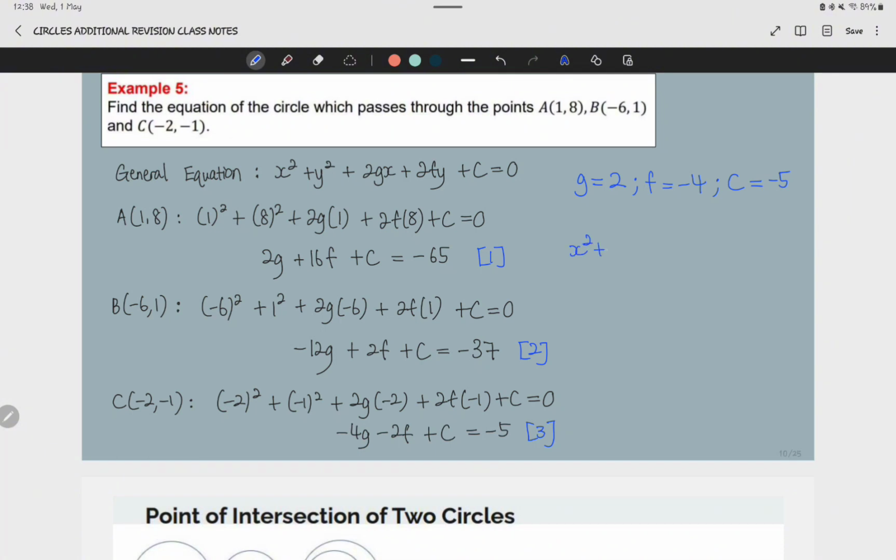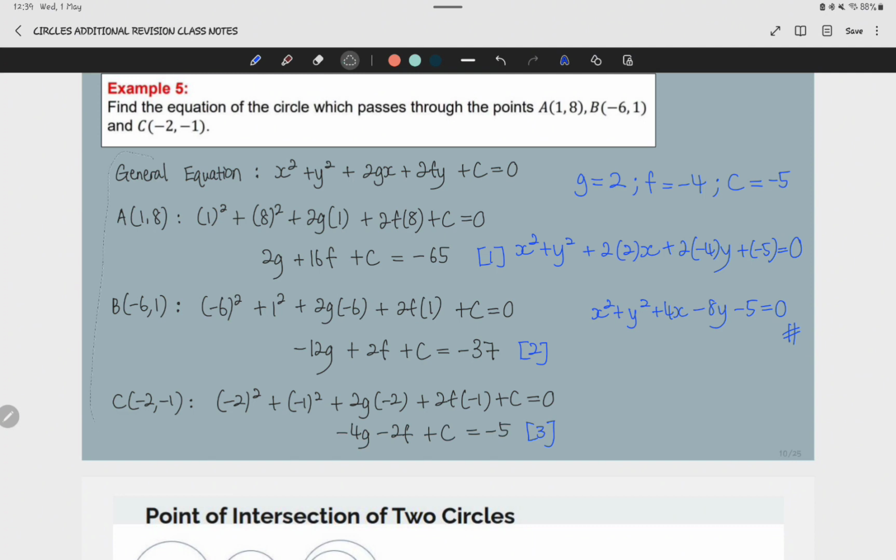So x squared plus y squared plus 2gx plus 2fy, not enough space, plus negative 5 equals 0. Equals 0. So you expand it nicely. X square plus y square plus 4x minus 8y minus 5 equals 0. This would be your final answer, your equation for the circle.